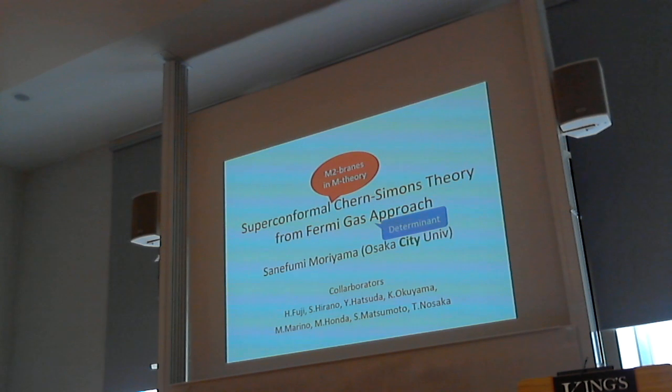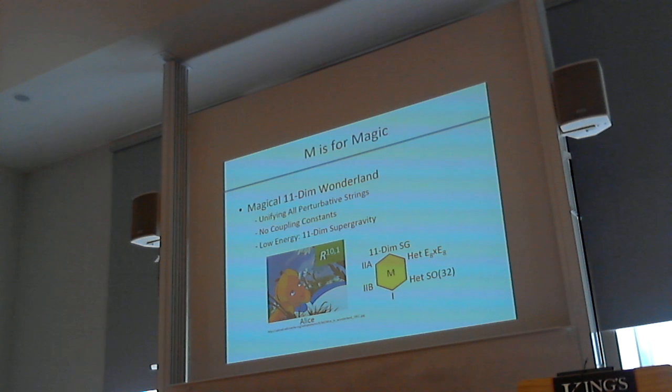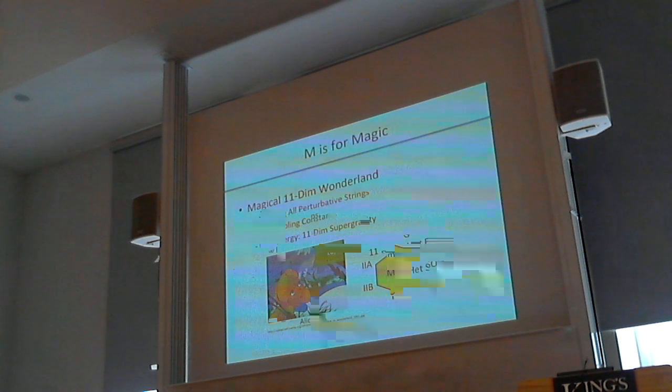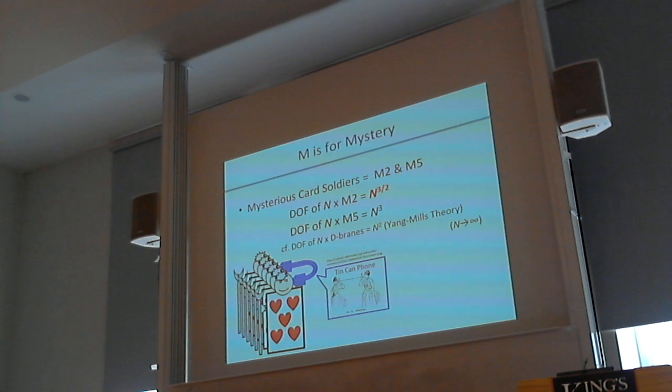So I would like to study N M2-branes in M theory in terms of some determinant formula. To explain my motivation, you need to know what M theory is. For that reason, let me say that M theory is a magical 11-dimensional world. There live Alice and also two kinds of mysterious solitons, M2 and M5.